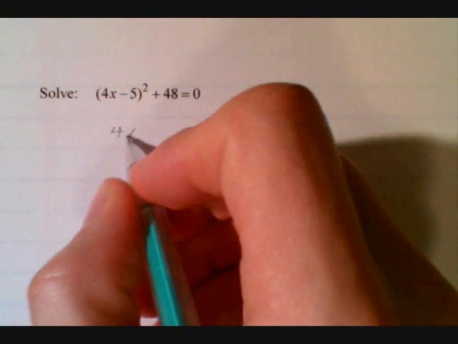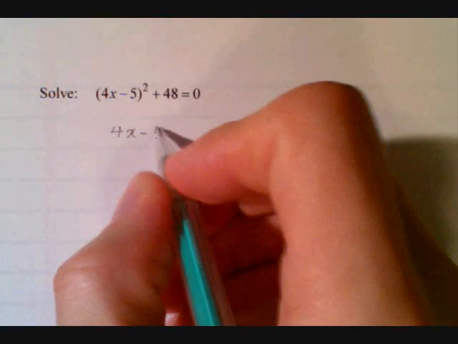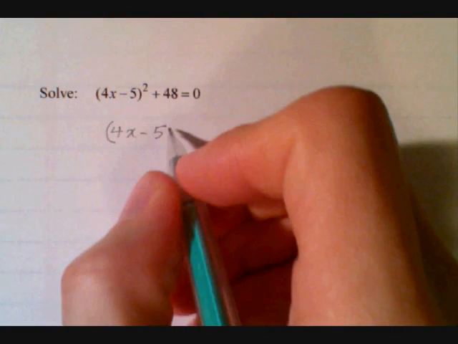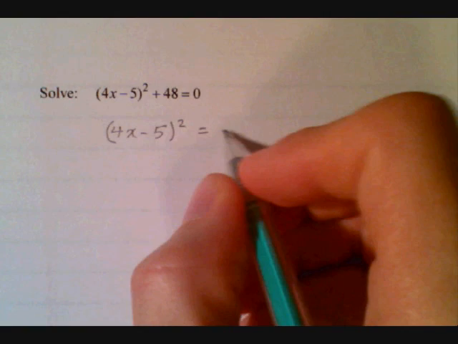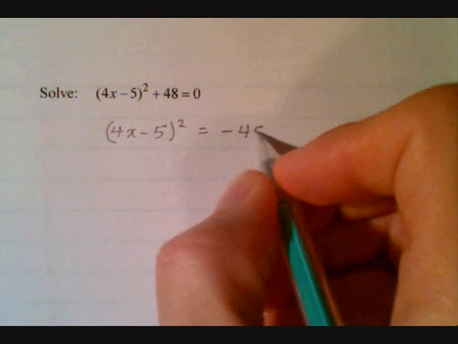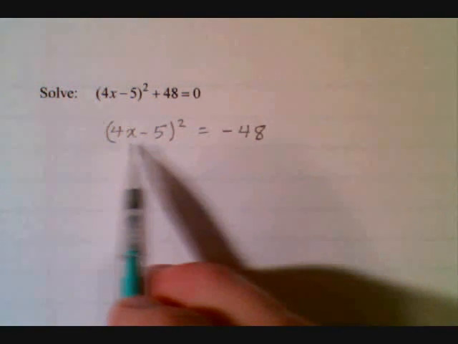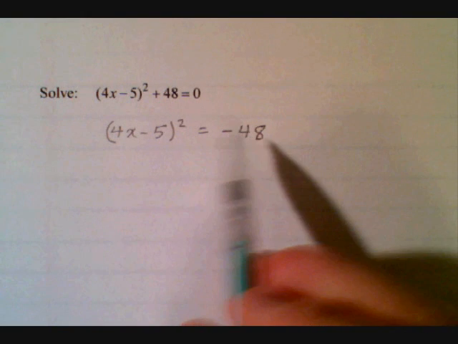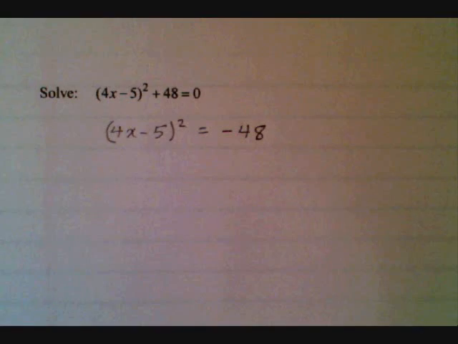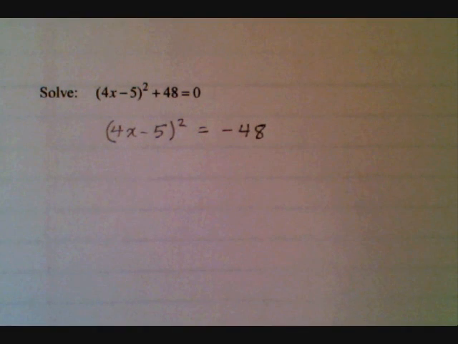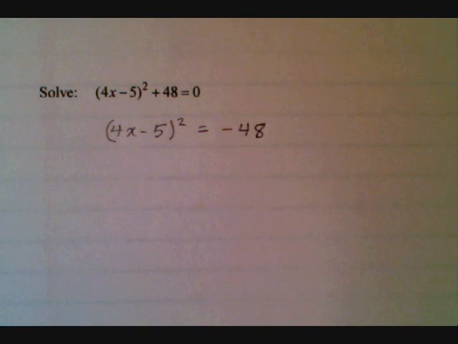Notice if I subtract 48 from both sides, I have an equation now of the form u squared equals a number. In this case, u would be 4x minus 5. Now what I want to do is go ahead and take square roots, or use the square root property.